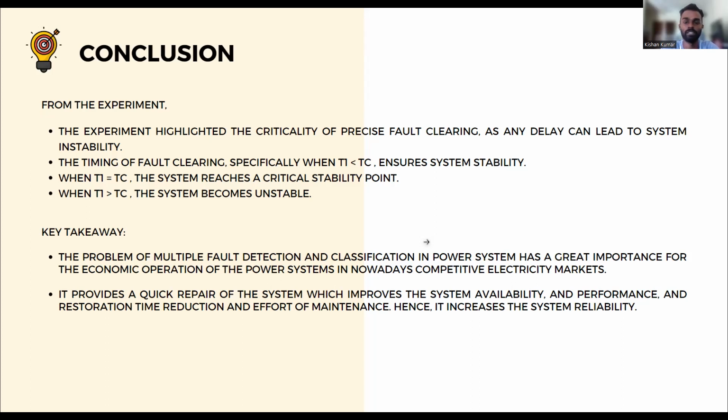So the key takeaway from this whole case study is that the problem of multiple fault detection and classification in power systems has great importance for the economic operation of power systems in nowadays competitive electricity markets. It provides quicker repair of a system, which improves system availability, performance, and restoration time reduction and effort of maintenance. Hence, it will increase the system reliability. So by fixing all of these faults as soon as possible, it helps to provide better transmission of power with undisrupted and uninterrupted transmission.